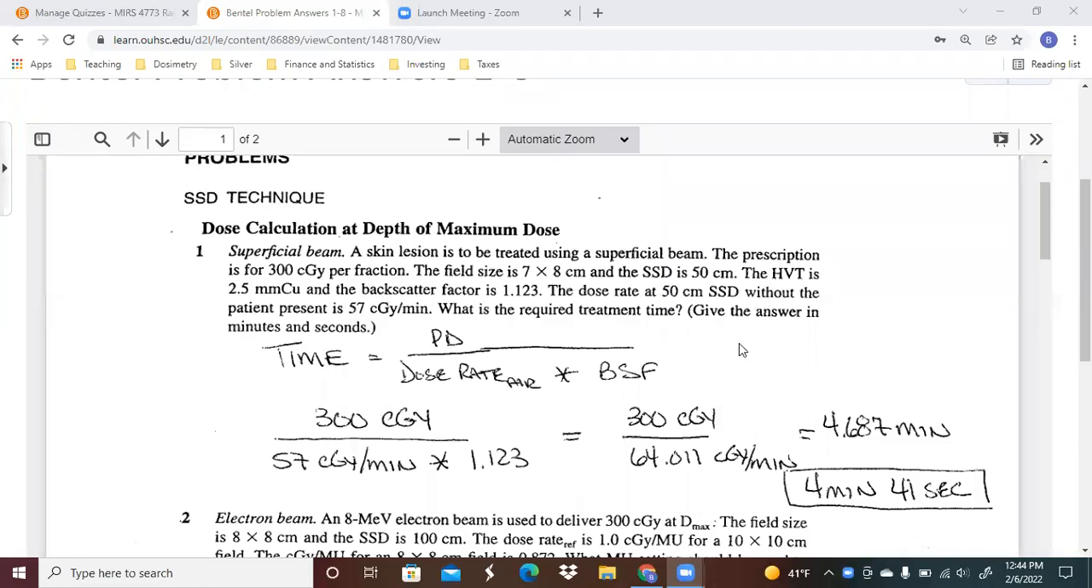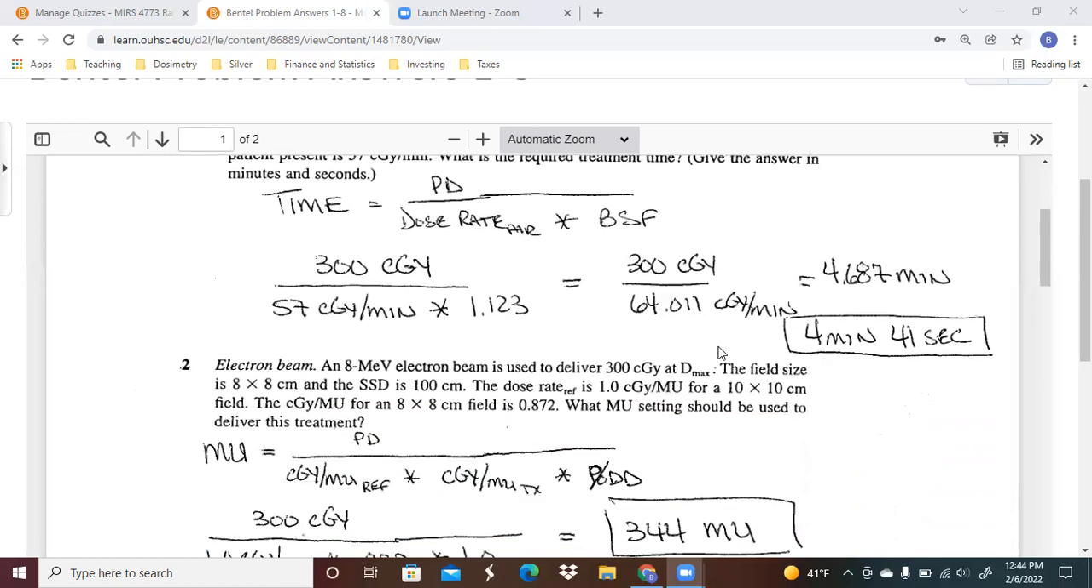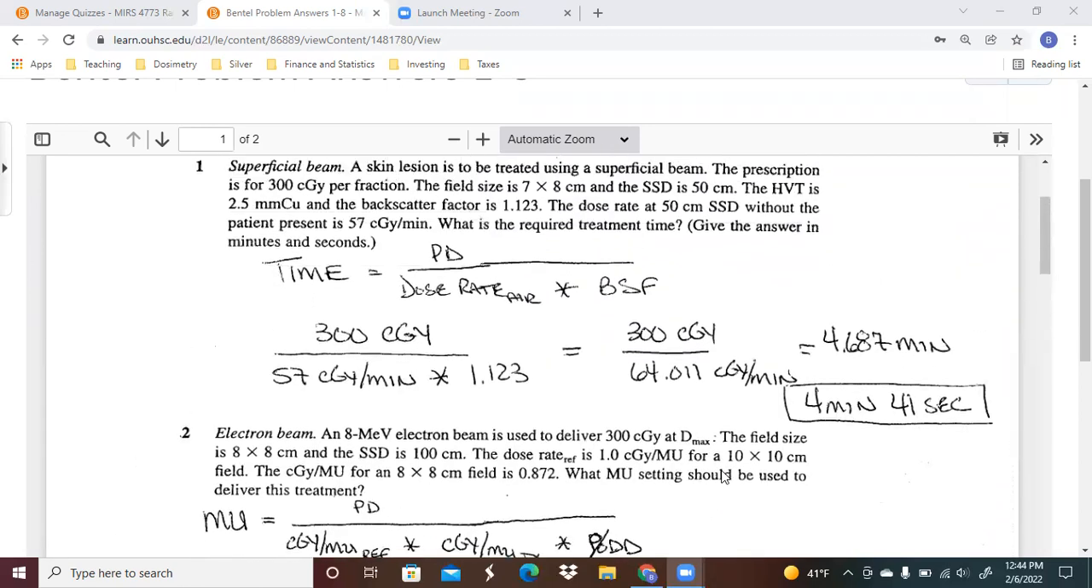This lecture is going to be over the SSD technique for both the superficial and the electron beam. We're going to look at these two problems. You're going to have two problems just like this in the homework assignments, part of the quiz modules. In the case of a superficial beam, you'll see how much time would be needed in order to deliver the proper amount of exposure. And for the electron beams, we're going to be looking at the number of MUs that are computed.